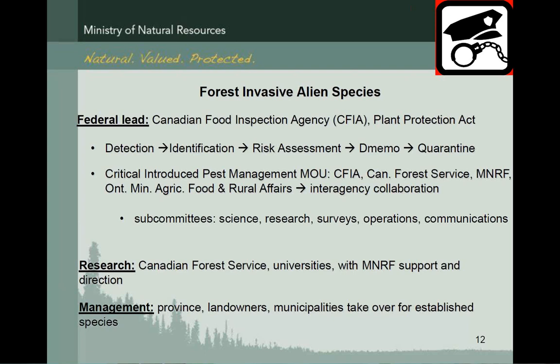Research in Canada, we benefit from having a strong research community with the Canadian Forest Service, also with universities. In Ontario, the Ministry of Natural Resources' role is to provide support to those financially or in kind, and with an idea to helping set some of the priority areas that we'd like to see the work done. Management, though, once the pest gets beyond regulatory controls, moves to either the province being responsible, the landowners, or municipalities. They take over once the species are established.